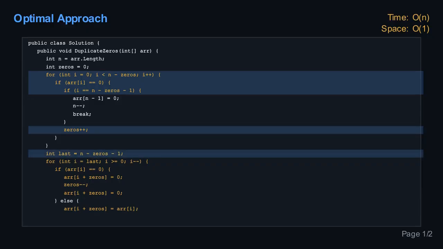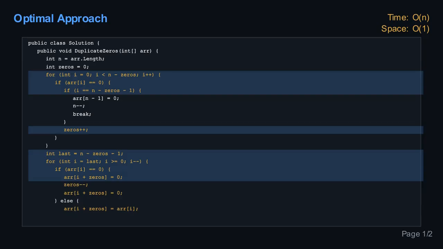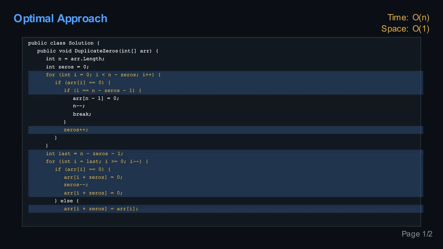The key insight is to work backwards from the end of the array. Once we know the final position of the last element, we iterate from the end of the original array towards the beginning. If an element is a zero, we place two zeros at its corresponding duplicated positions in the modified array. If it's a non-zero, we place it once. By moving backwards, we ensure that we're always writing to positions that haven't been processed yet, preventing overwrites.